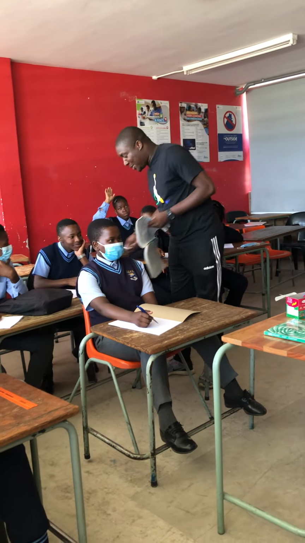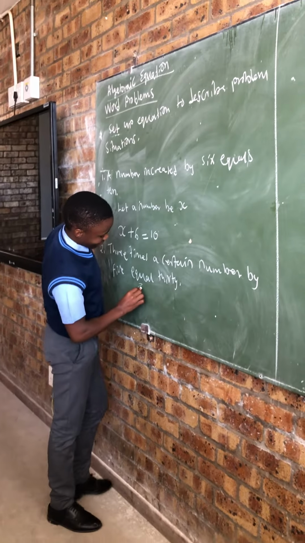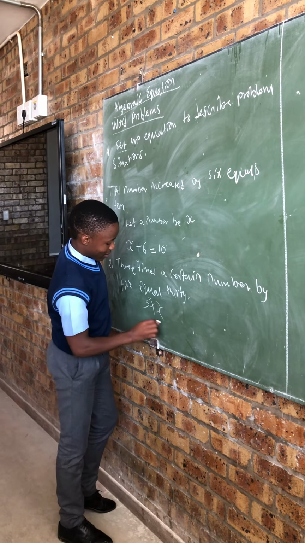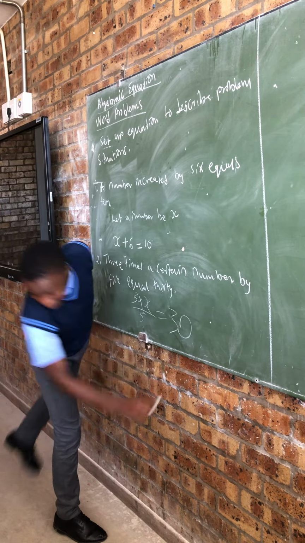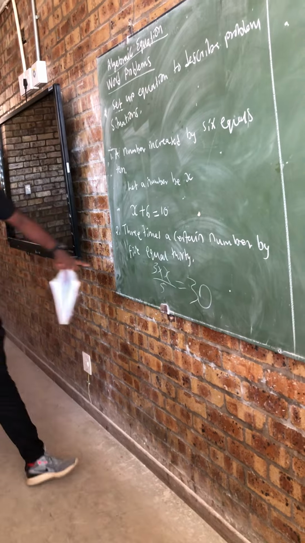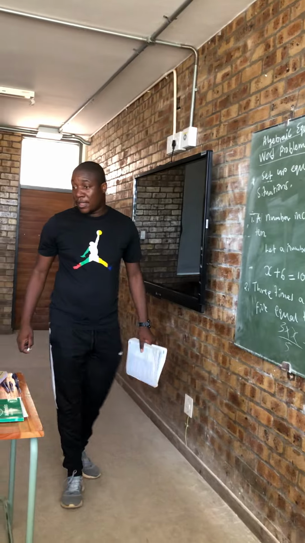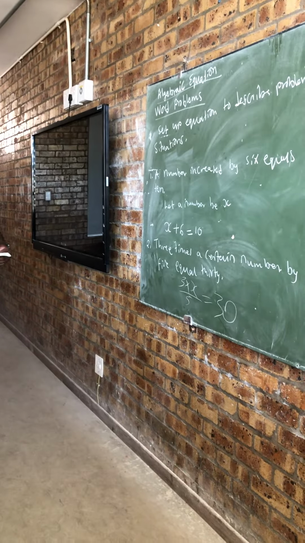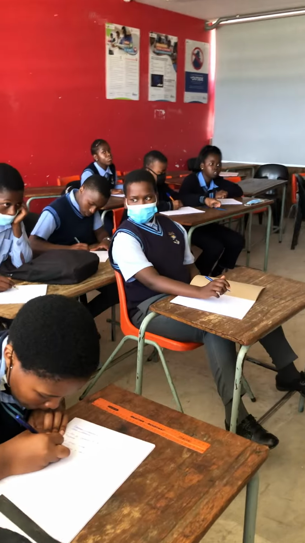Yes, you can write it on the board. Yes, 3 times a number by 5 equals 8. So now let's do another one. What we're going to do is try to set up the equation.